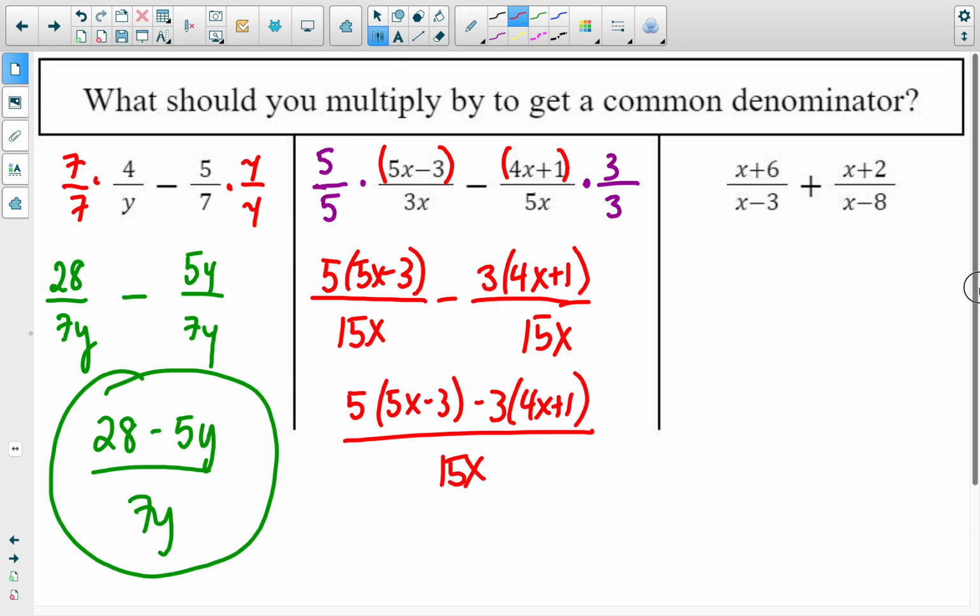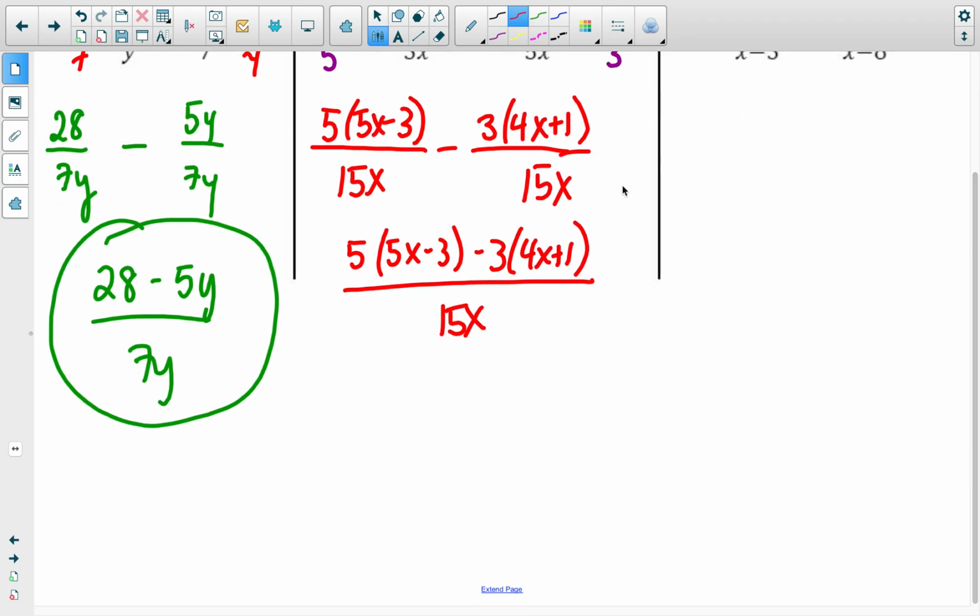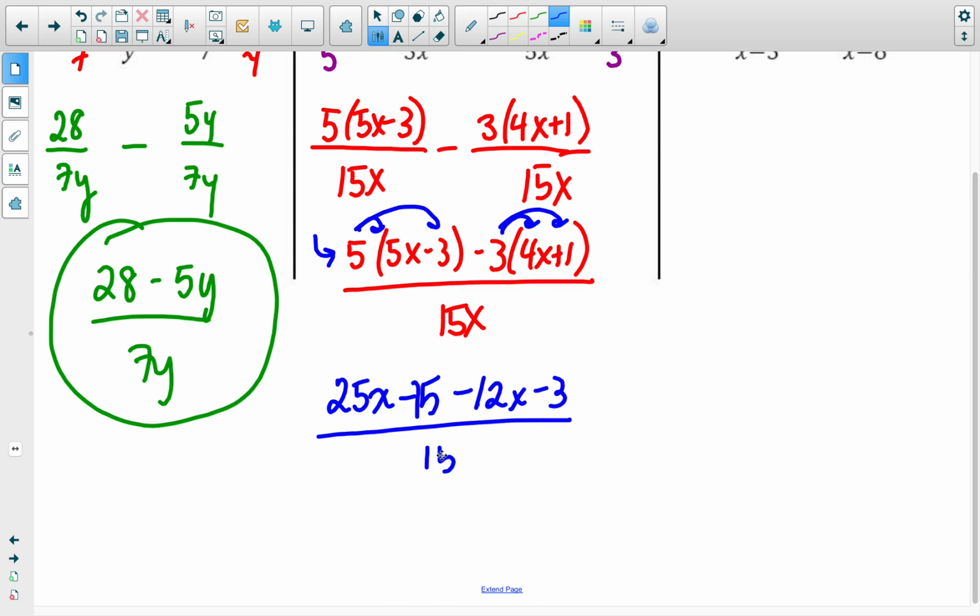If you're confused about what to do now, my suggestion is to look at your numerator and ask yourself, can the numerator be simplified further? We want to simplify the numerator as much as possible so that we can see if it's going to be factorable and if anything can cancel out. So let's distribute this 5, and also distribute our 3. 25x minus 15 minus 12x minus 3, and again, we're still over 15x.